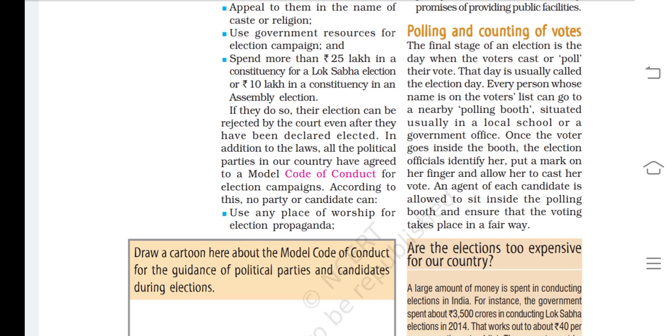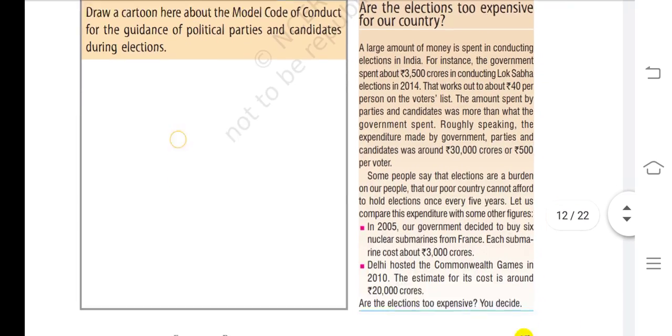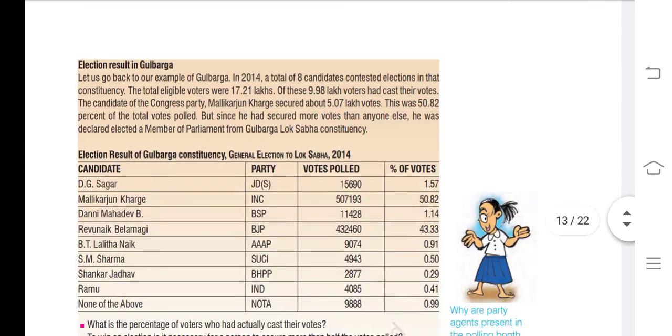An agent of each candidate is allowed to sit inside the polling booth and ensure that the voting takes place in a fair way. Means the agent of a candidate is also sitting there so that the election can be in a fair way. Okay, so this was polling and counting of votes.